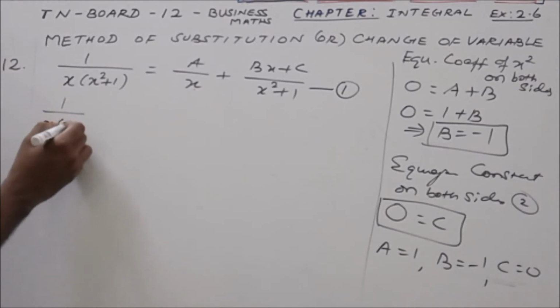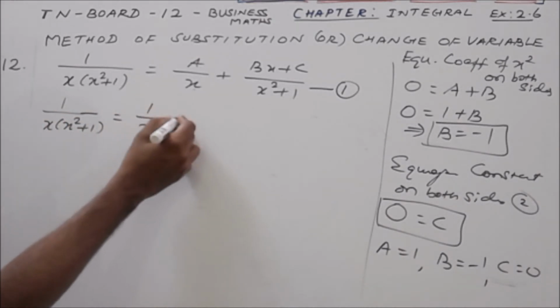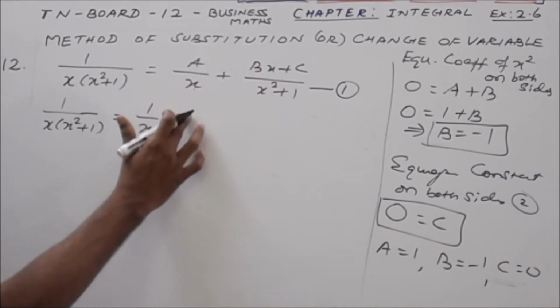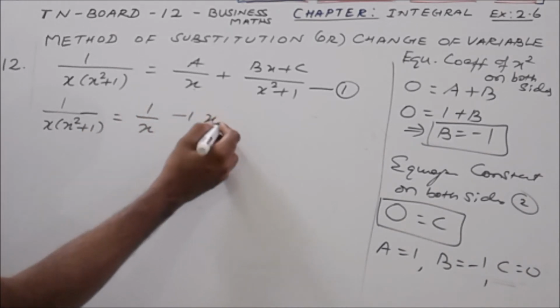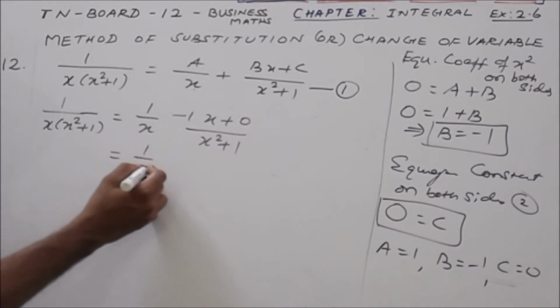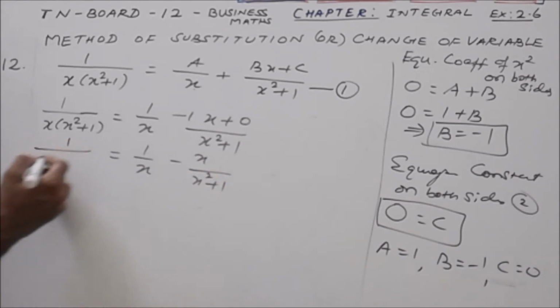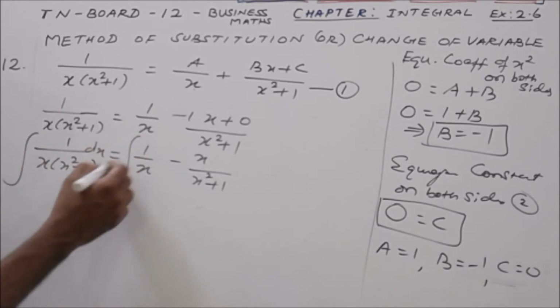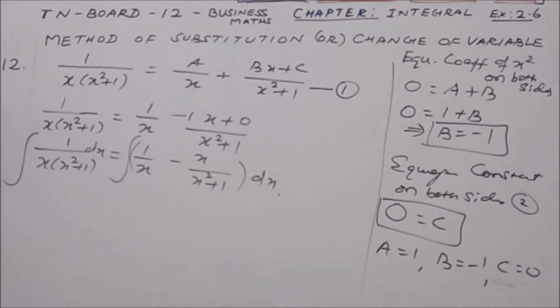1 by x into x square plus 1 equal to a, which means 1 by x, plus bx, b means minus 1, so we can write it as minus 1x, plus 0 by x square plus 1, which is equal to 1 by x minus x by x square plus 1. We have split the given whole fraction into two different fractions, 1 by x minus x by x square plus 1 into dx. Now we can go with integration.